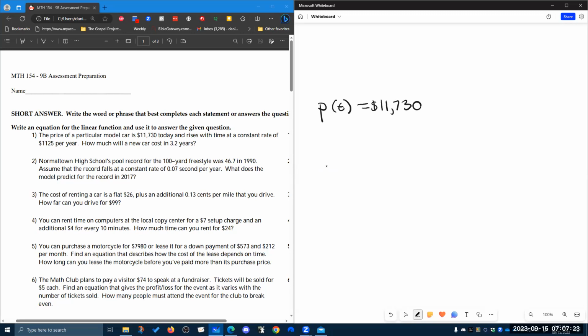With time changing here, which is what I put T, it is going to increase at a constant rate. So it's going to increase at a constant rate of $1,125 per year. P of T is in dollars. T is years.